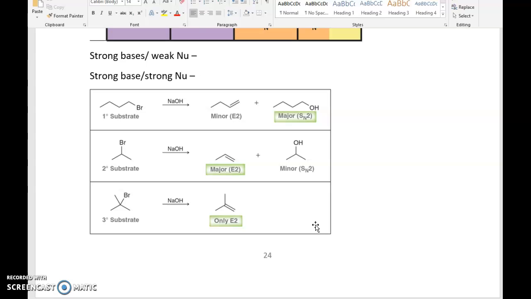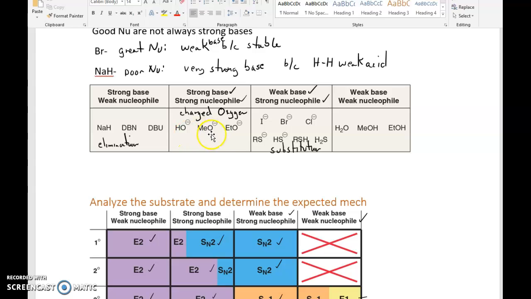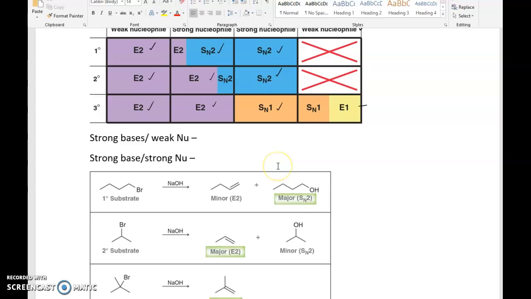So let's look at this example. Here we've got sodium hydroxide as our reagent, and if we look up, sodium hydroxide is here. It's a strong base and a strong nucleophile. I abbreviate that: strong base, strong nucleophile. This is a primary substrate, and so we expect to see elimination as our minor and SN2 as our major.